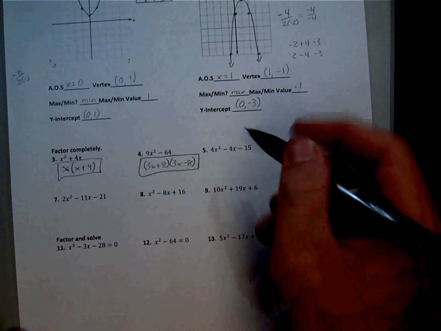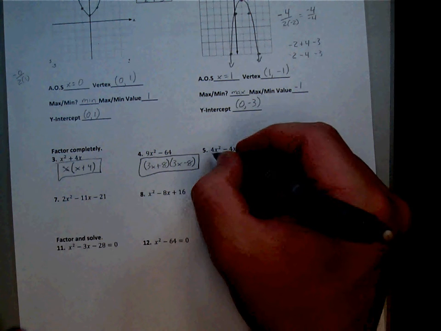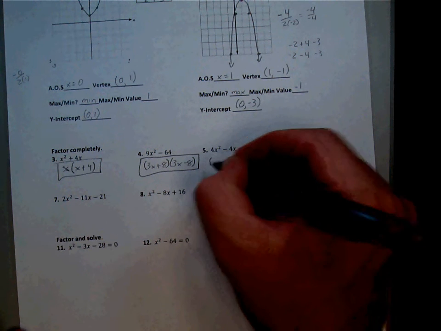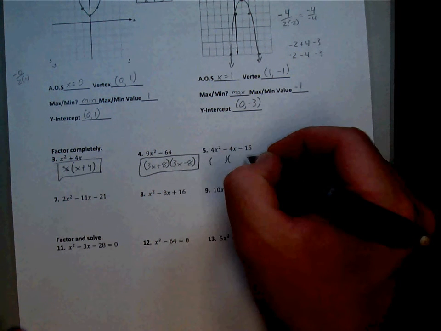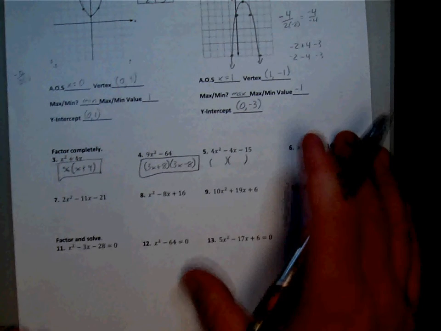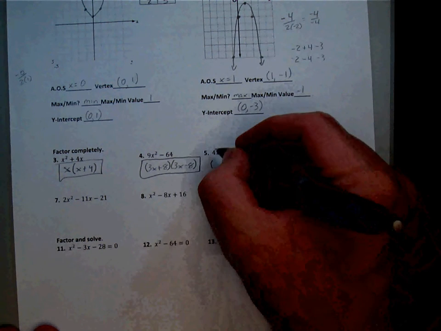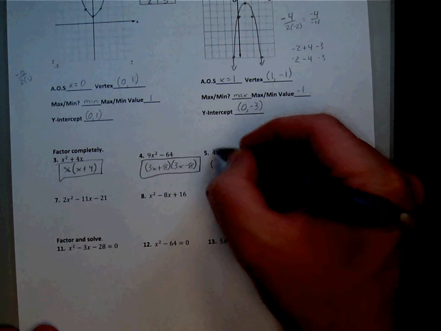Number 5, okay, I have a lead coefficient of 4, so this might be a little bit trial and error. And I'm not going to just jump right to the answer because this is a solution video. I'm going to go through the process that I would go through if I were you.